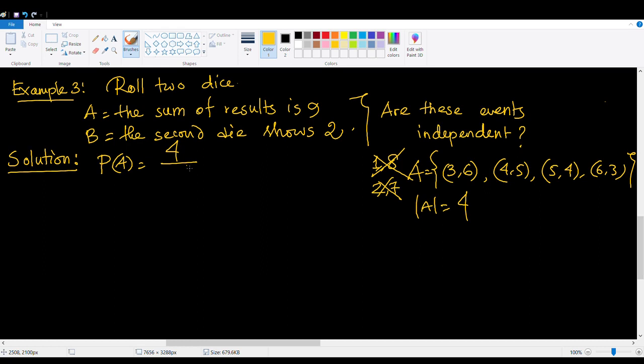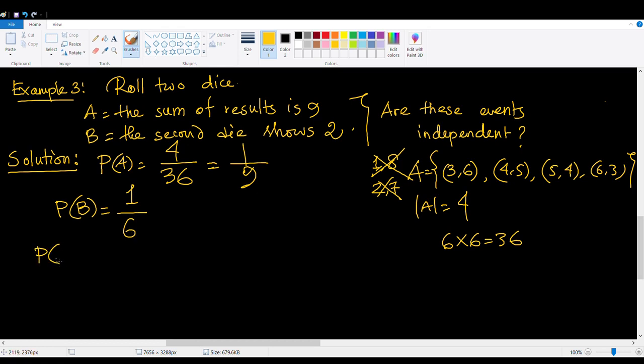Now what is the denominator? The denominator will be how many different outcomes are possible from 2 dice rolled together. Okay, so we already know that there are 6 times 6, 36 results in total, so the answer would be 1 by 9. Okay, similarly for P of B, the second die shows 2, so we want 2, only one outcome is acceptable, and total 6 outcomes are possible from die 2, therefore 1 by 6.